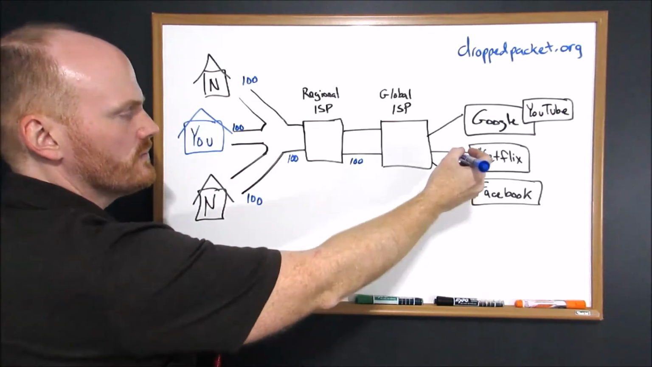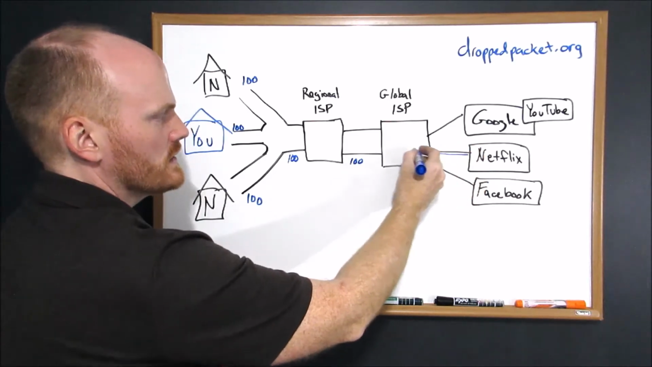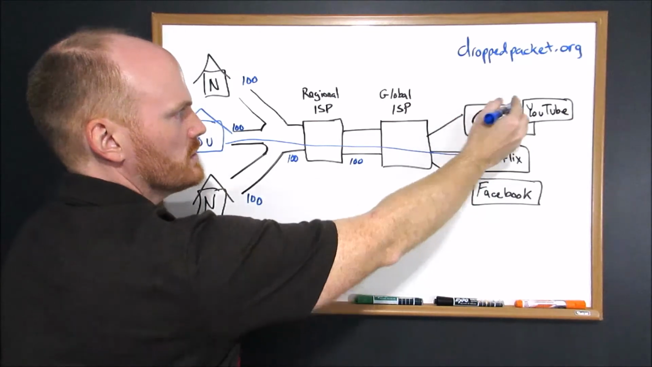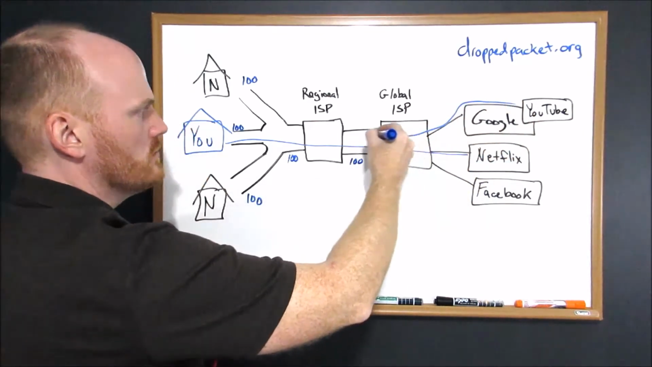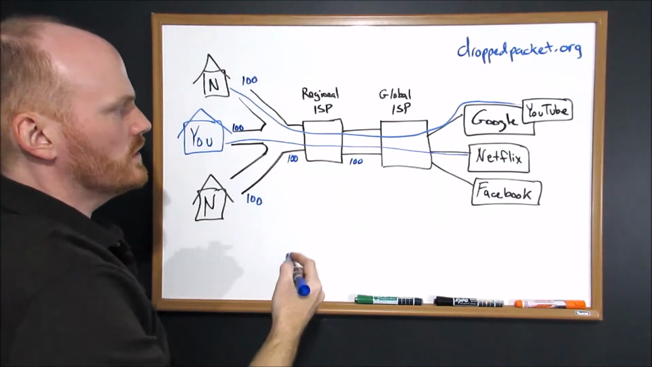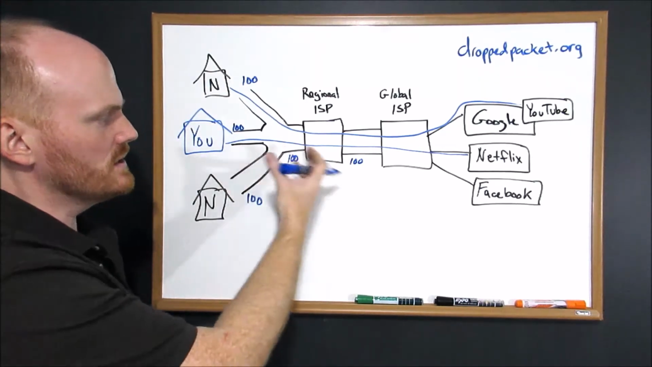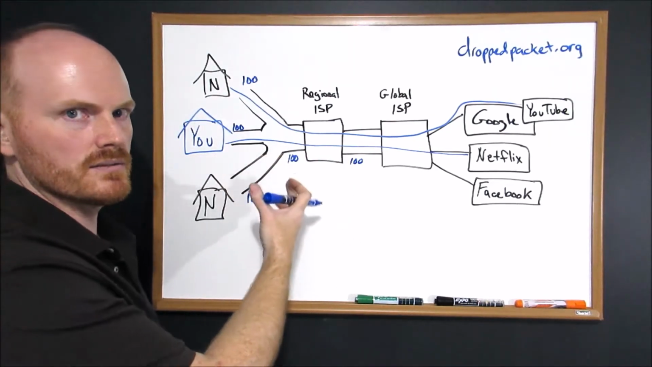Everybody's happy. You start watching Netflix. Everything's good. Maybe your neighbor starts watching YouTube. Funnels back. You got to treat everything equally, but for now at least, the oversubscription's working. Everything's good.